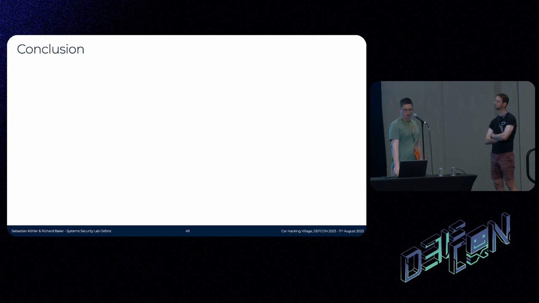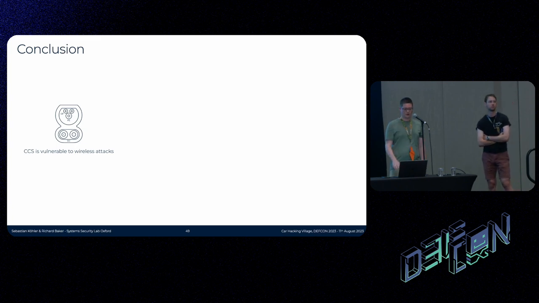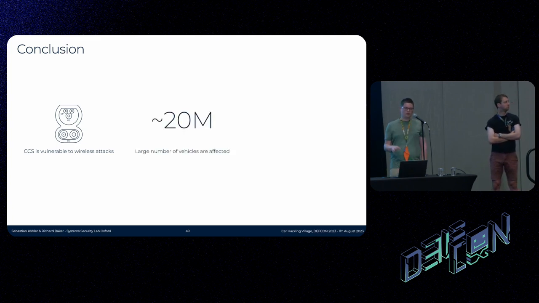So what is the conclusion? Well, CCS is vulnerable to wireless attacks. We showed that we can eavesdrop on it, but we can also inject. Roughly 20 million vehicles are currently vulnerable because CCS is the DC charging standard in Europe. It's also widely used in the US and in some parts of Asia. And we just think PLC is not a good technology to use in such a critical communication.